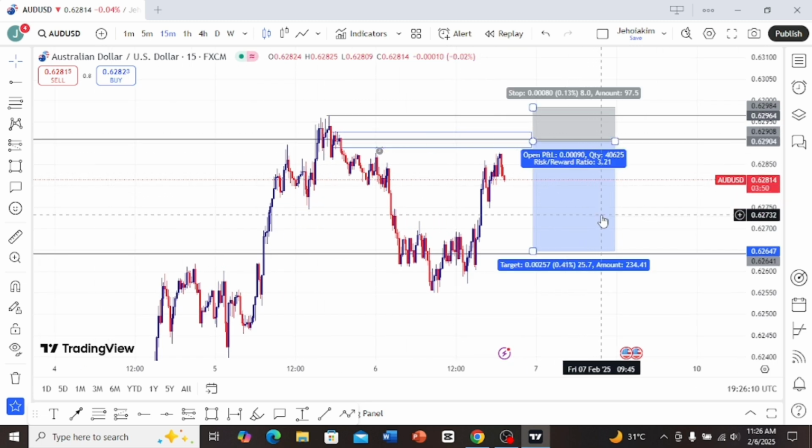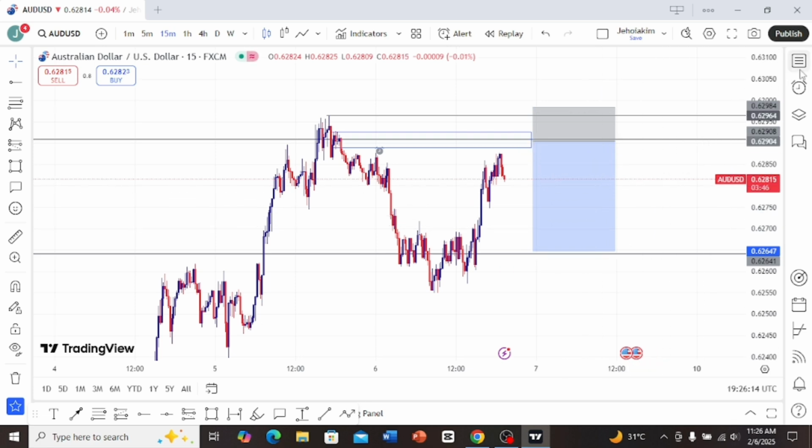Now this is not only on AUD pairs or USD pairs. This can be done everywhere, every pair, every forex currency, indices is applicable. So this is top-down analysis, and this is what you need to be doing on every chart whenever you come up.